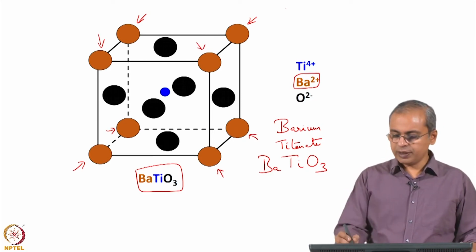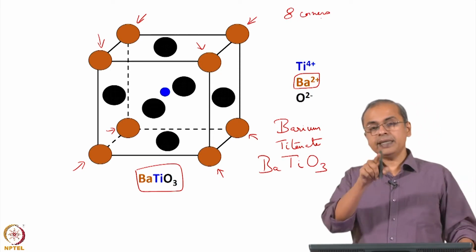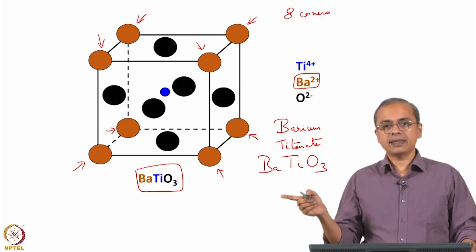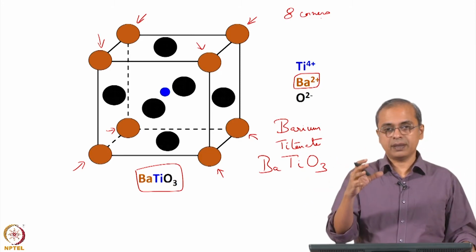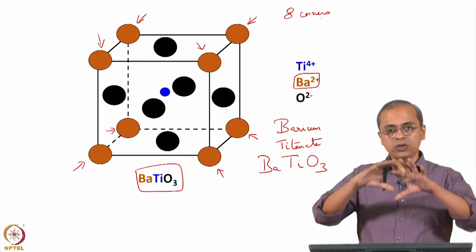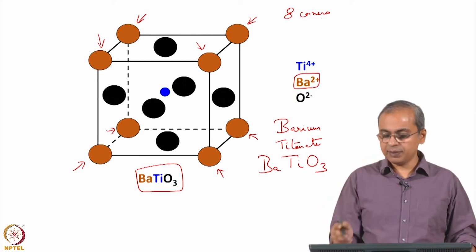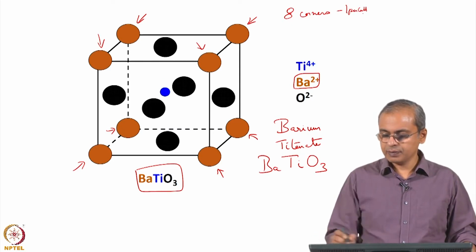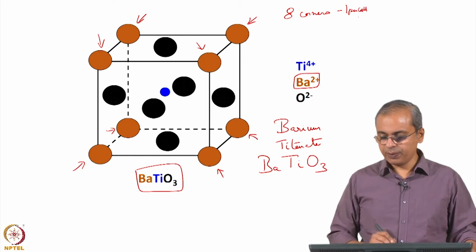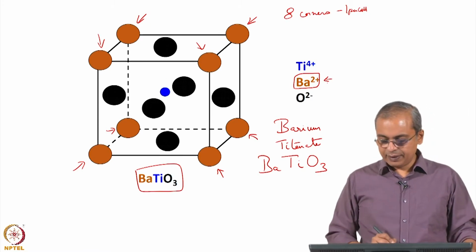So, there are 8 corners, and each of these corners is shared by 8 unit cells. So, totally 8 unit cells share each corner. If you arrange the cubes, that is how it will come. Therefore, 1 per cell. Per cell you have only 1 atom, and that is why you get Ba.